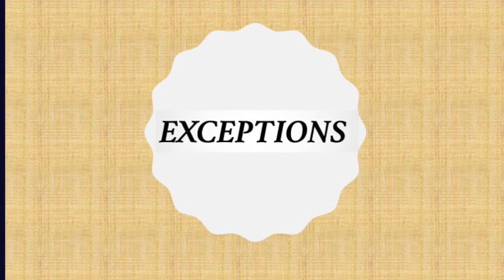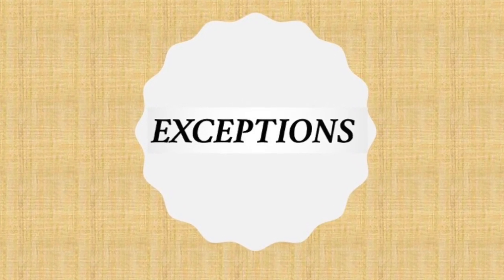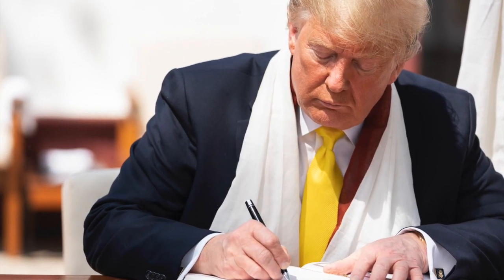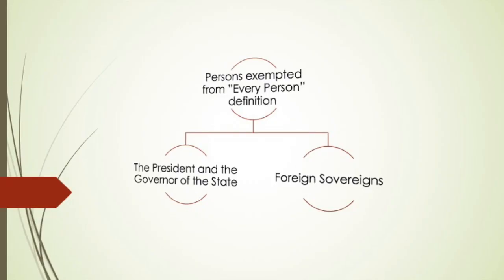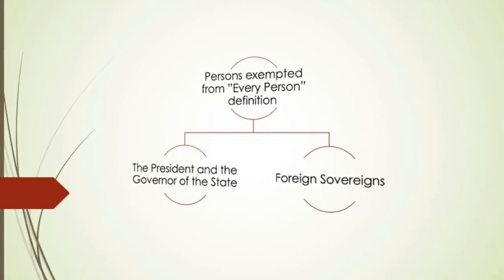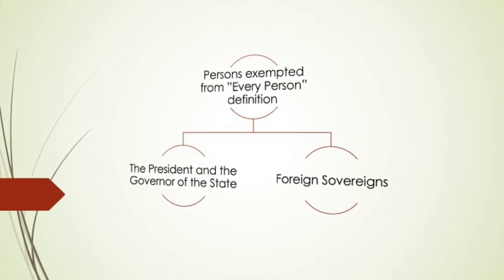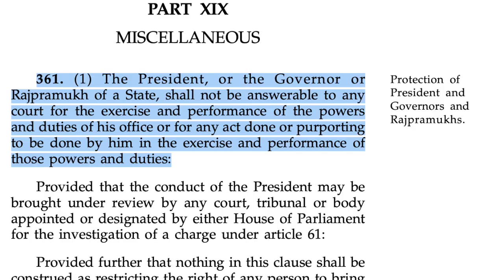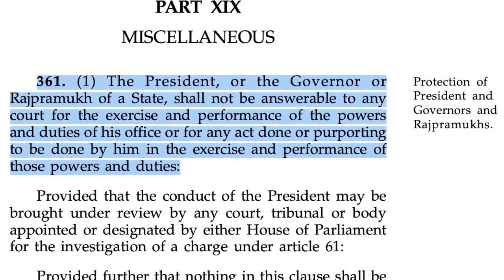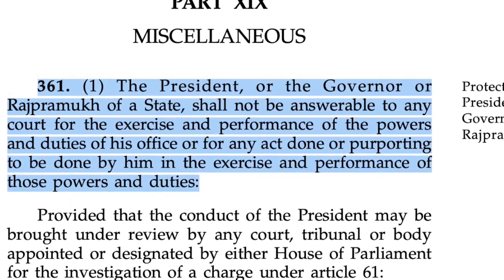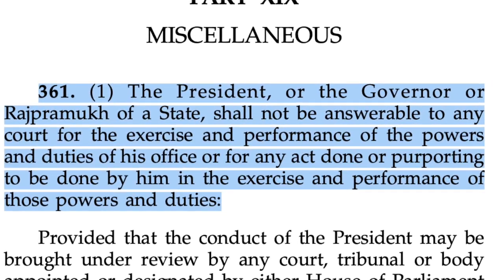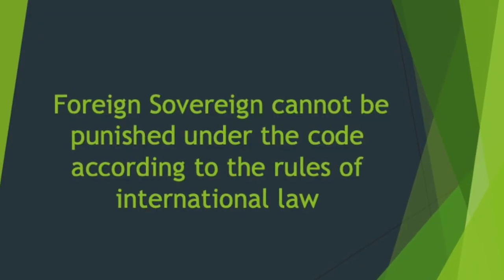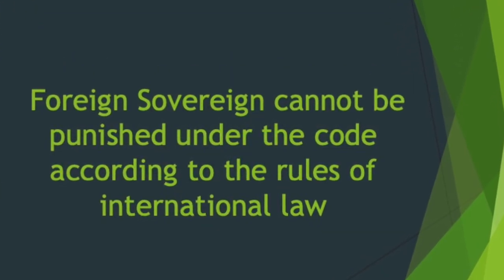But as we all know, friends, exceptions are always there. So there are such classes of people who are not liable to be punished for any crime under the code. I'm going to talk about those persons who are exempted. They are the President and the Governor of a state. Under Article 361 of the Constitution of India, the President and the Governor of states are exempted from civil and criminal proceedings. Friends, a foreign sovereign cannot be punished under the code according to the rules of international law.